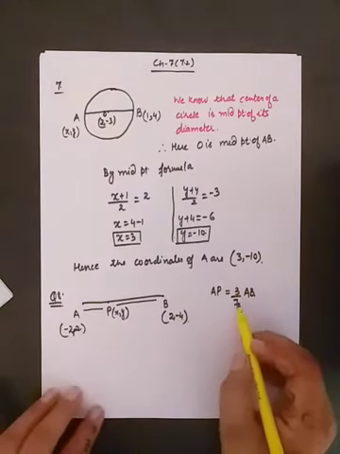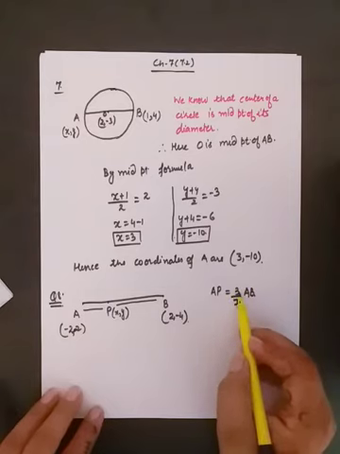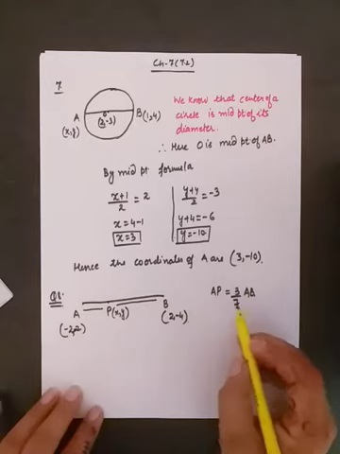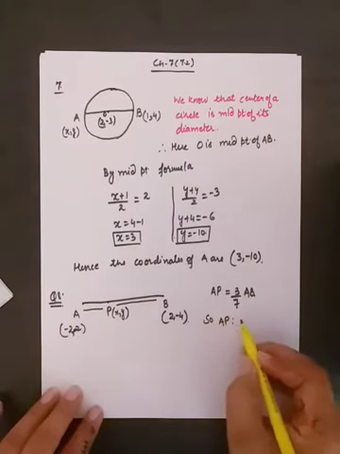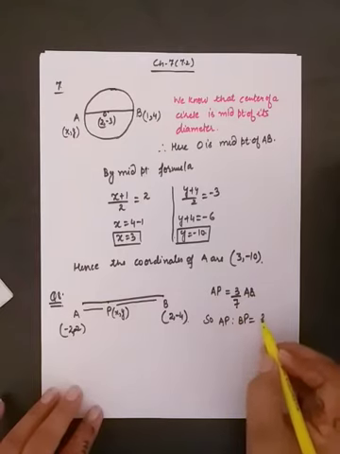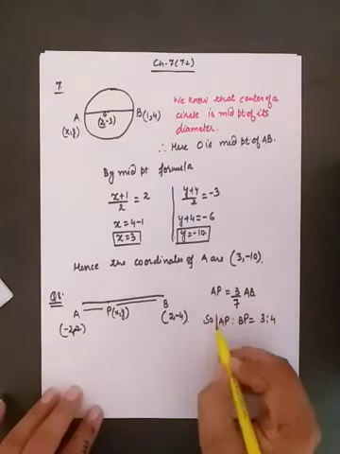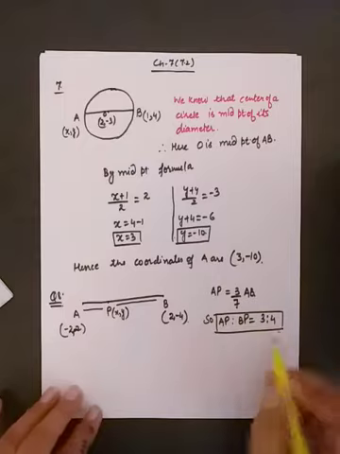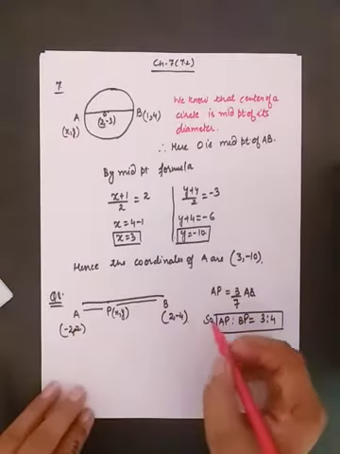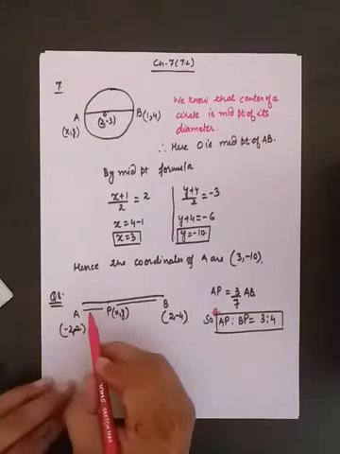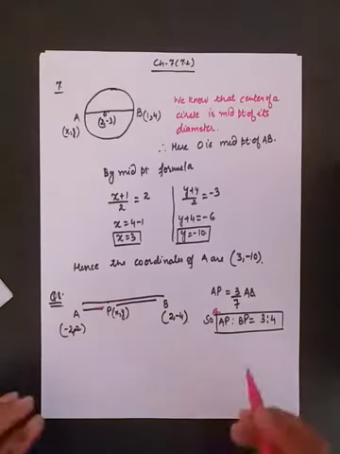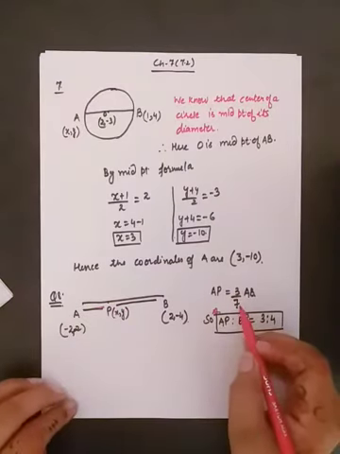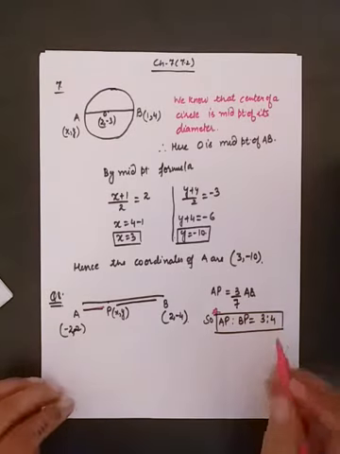So out of 7, if AP is having 3 parts, it means out of 7 parts BP will be having 4 parts. So the ratio AP to BP will be 3 to 4. This is the most important point of this question. First of all, we have to find the ratio between AP and BP. Then we will start the question. Here the ratio is not 3 to 7. It will be 3 to 4.